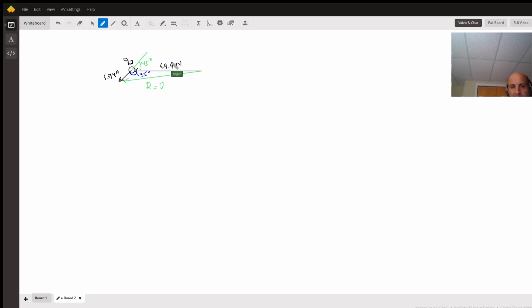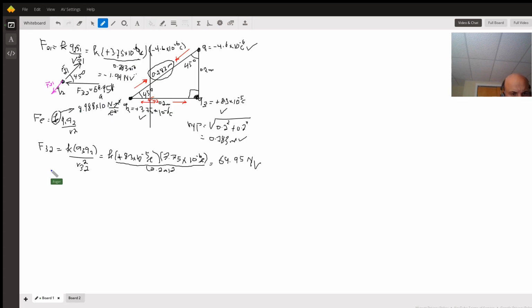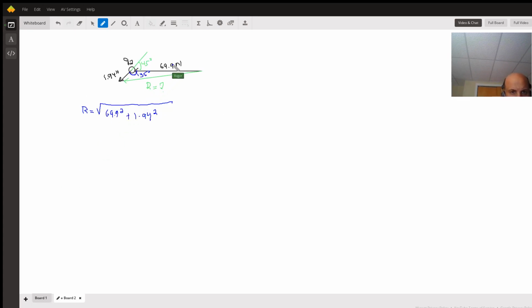That's all I know. But I know the values of these forces. So how do I find R? Well, the resultant R is going to equal, by the cosine law, the square root of this leg squared, which is 69.95 squared, plus this leg squared, which is 0.95 squared. Oh, wait a minute.